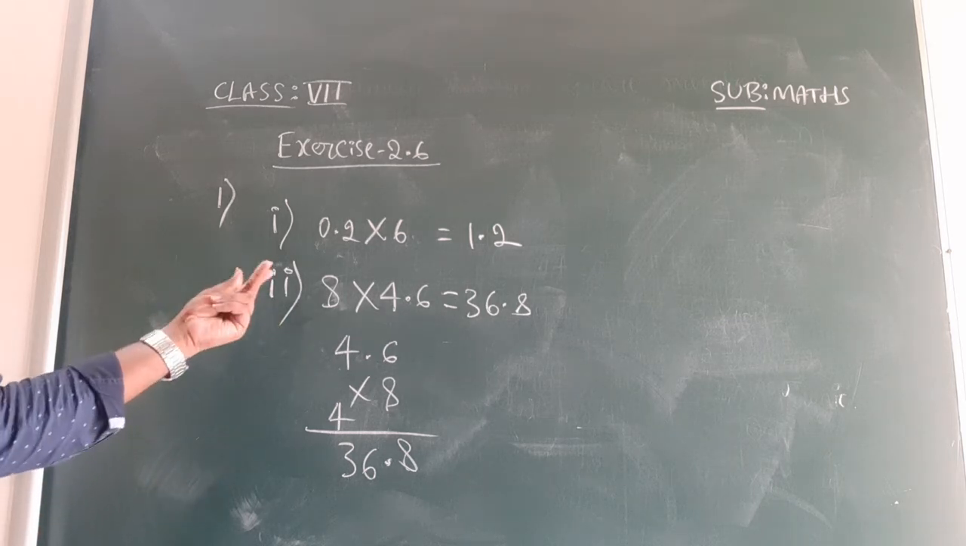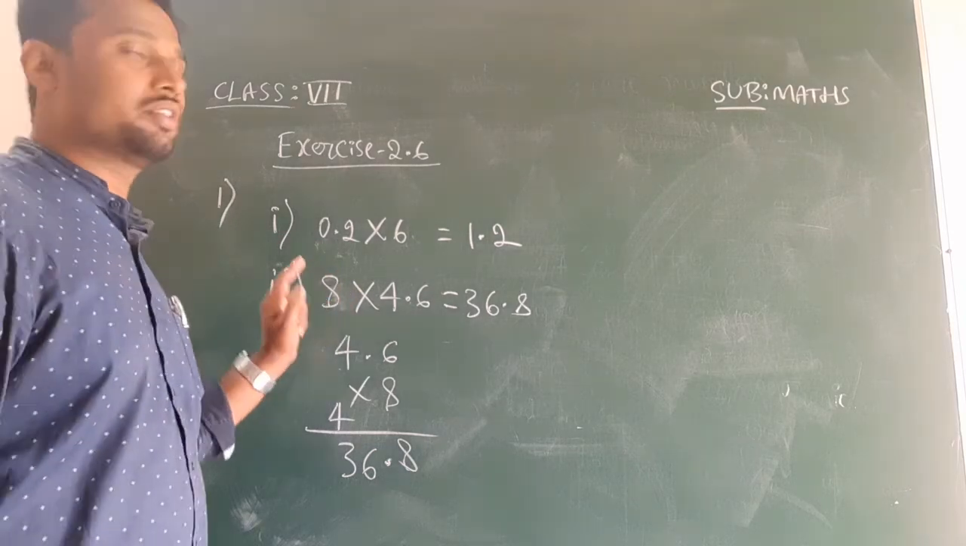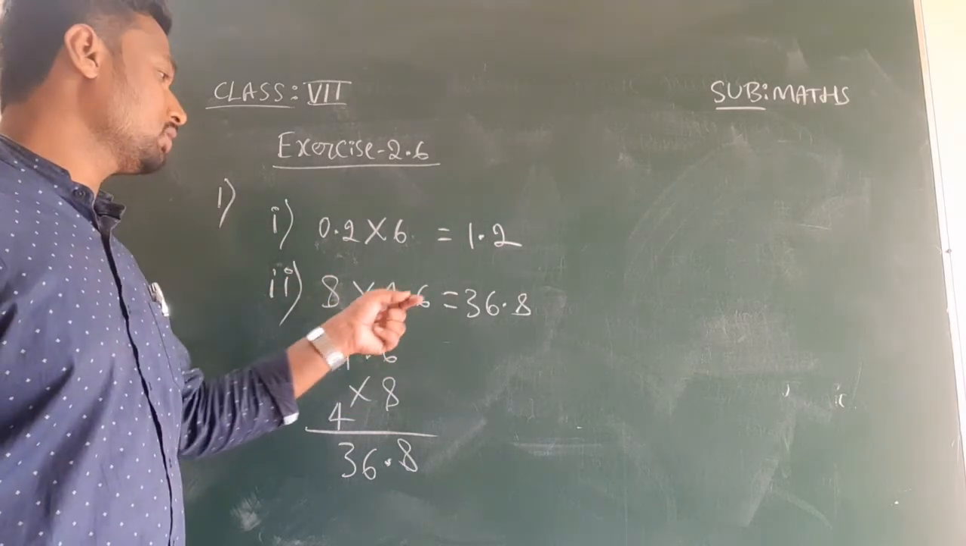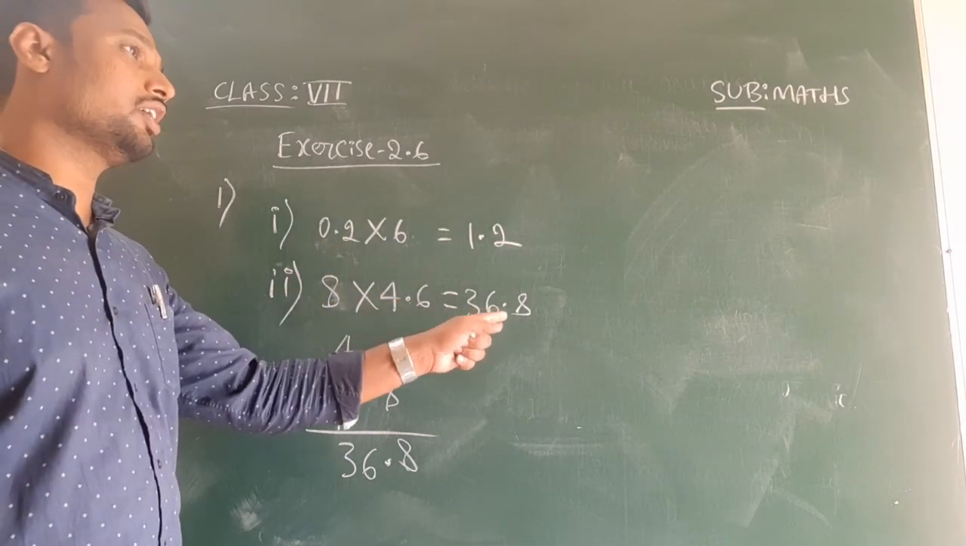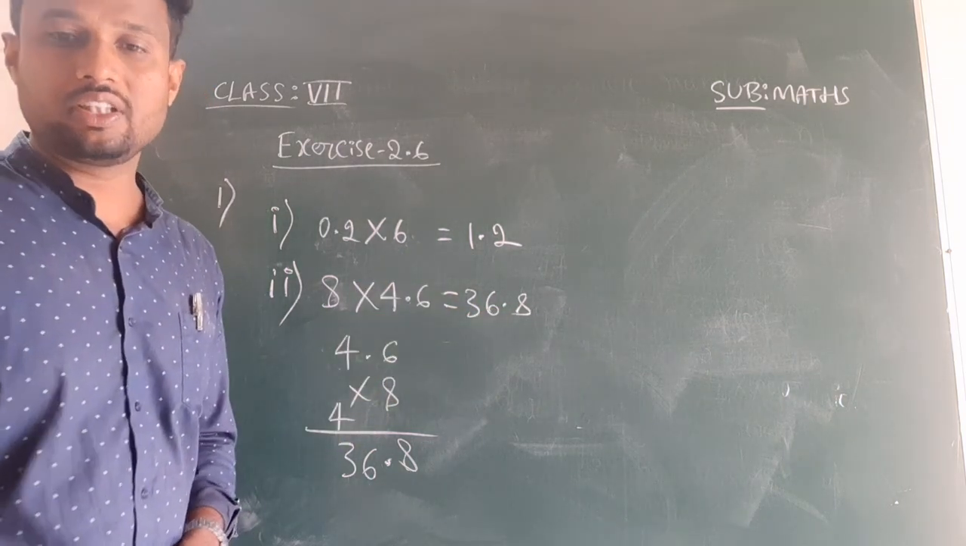Okay, this is how to multiply decimal numbers. Just multiply without considering the decimal point. Then count how many digits you have after the decimal point. In the answer also, place the decimal point in such a way that after it you get the same number of digits.